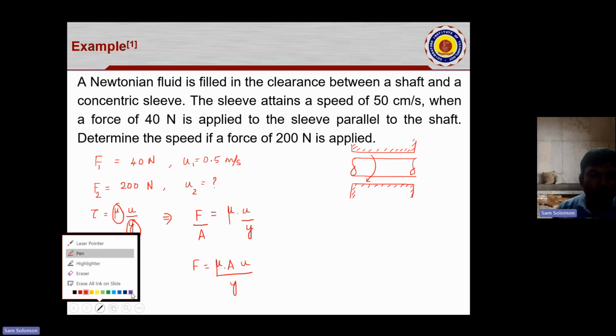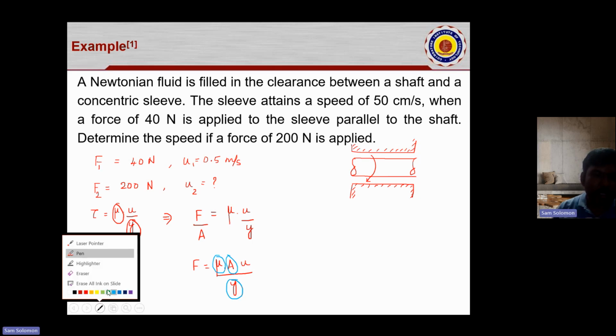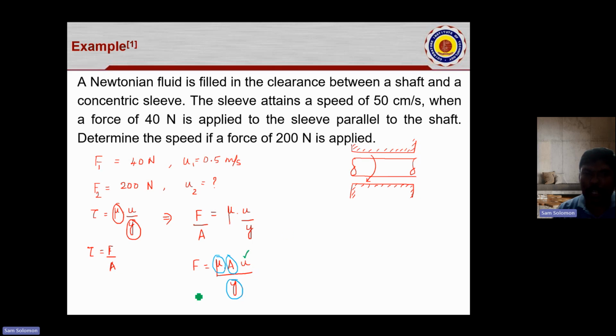So of these four parameters over here, mu is going to be constant, area is going to be constant, and y is going to be constant. And the variable is u. So this is the parameter that is going to change. So I can say F is directly proportional to u, or I can say F by u is a constant. So if F by u is a constant, I can write F1 by u1 equal to F2 by u2.